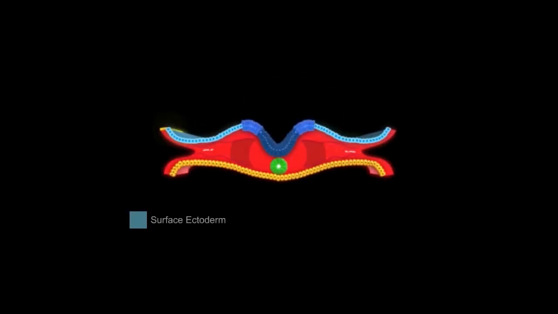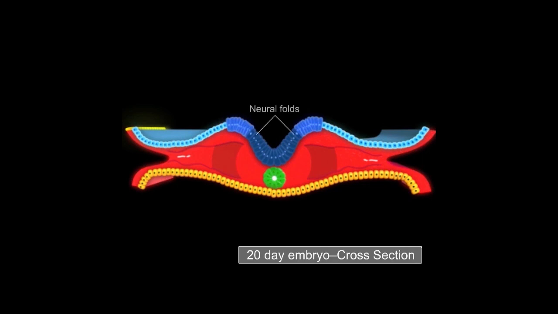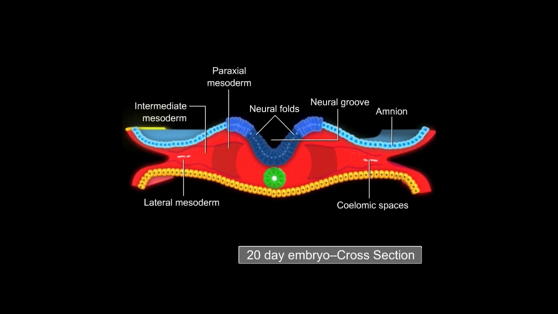The formation of the neural tube is clearly shown in this cross-section of the embryo at the end of the 3rd week. Observe the median neural groove and how the neural folds, in blue, merge and fuse to form the neural tube.